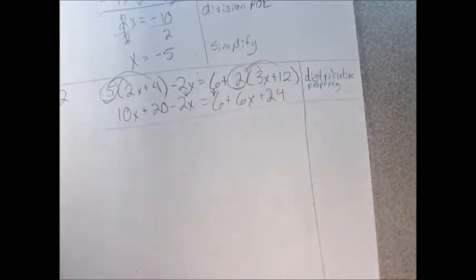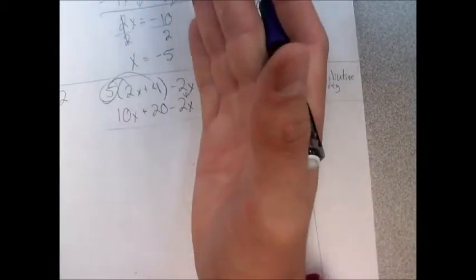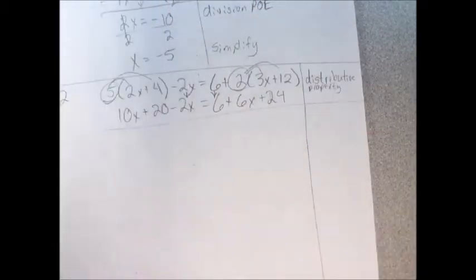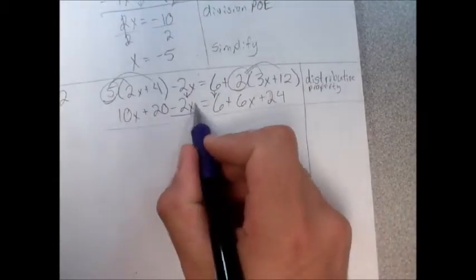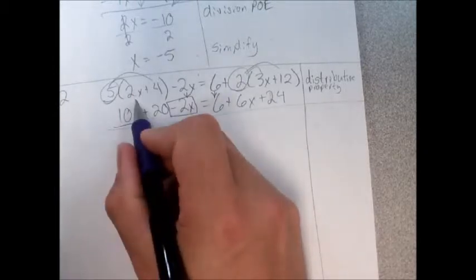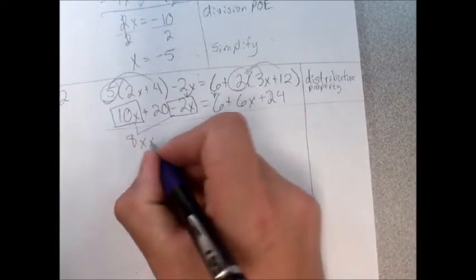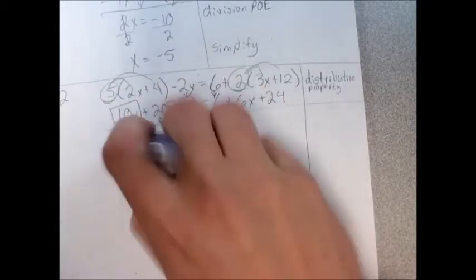The next line, I have to start combining like terms. Now, I can only combine like terms on each side. So I'm going to combine the left side of my equation first, and then I'll combine the right side of my equation. Okay, so over here I have a negative 2x and a positive 10x. So I'm going to combine those to get a positive 8x, and then just drop down my 20 because there's nothing that went with it.